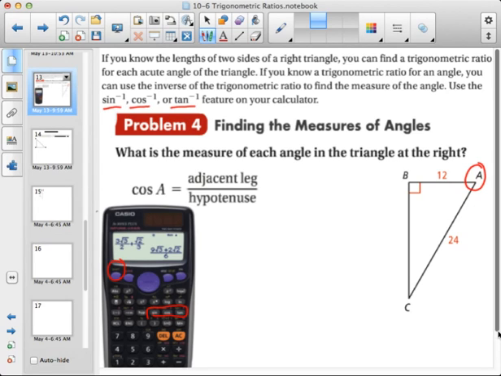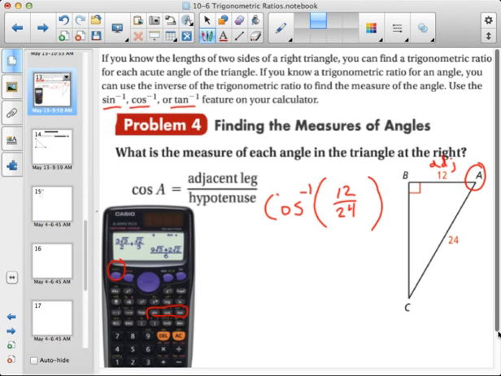Now, since the cosine is the adjacent leg over the hypotenuse, in order to calculate what that measurement would be, we would use an inverse cosine. We would do the cos -1, which you would find by hitting shift and then the cosine button. Then all we're going to do is write out that ratio. Since the cosine is the adjacent over hypotenuse and the adjacent side would be here, we would write out 12 over 24 and then hit equals.